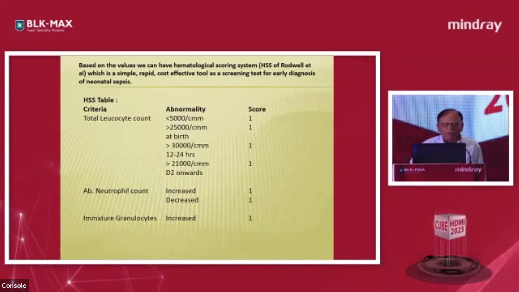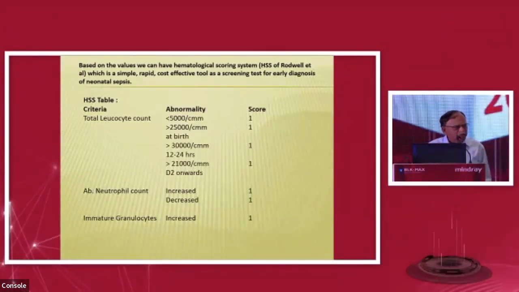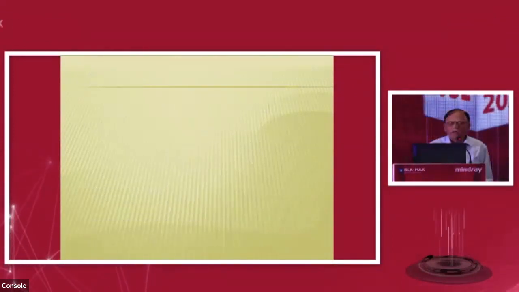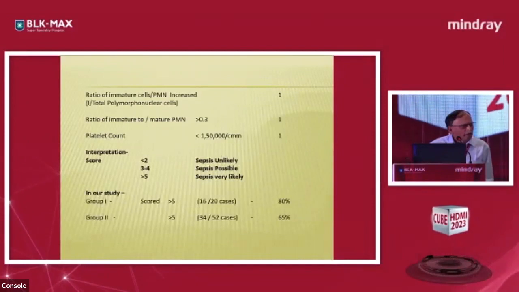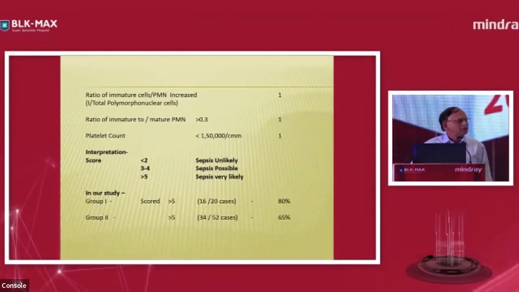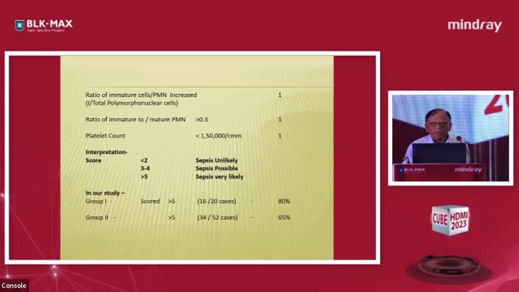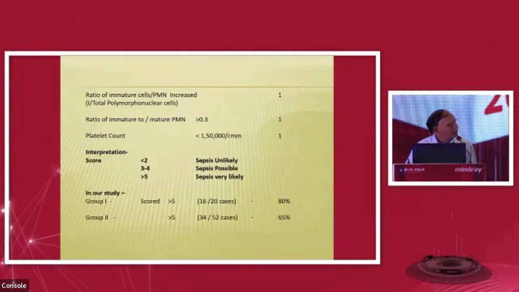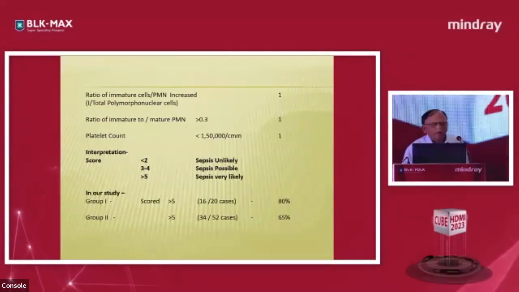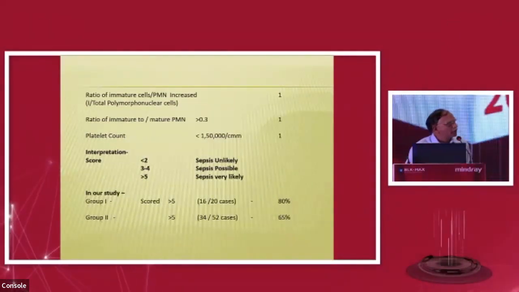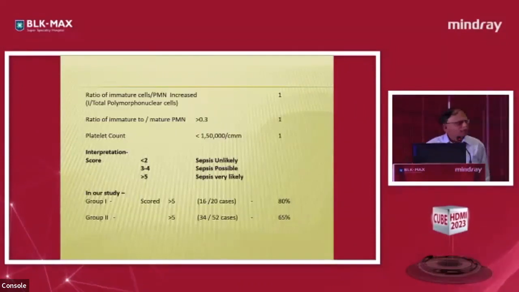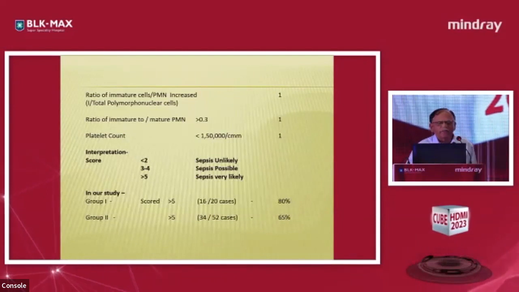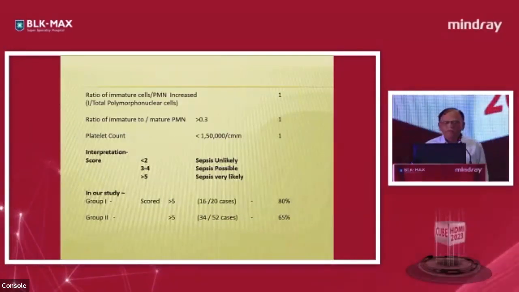And absolute neutrophil count, if it was increased or decreased, 1 score was given, and immature granulocytes, if increased, again score 1, and other parameters which again yesterday was dealt in detail, that is the ratio of immature cells with polymorphonuclear cells, if it is increased, again 1 score, and ratio of immature to mature polymorphonuclear cells, if it is more than 0.3, score 1, and platelet count, if it was decreased less than 1.5 lakhs, 1 score was given.